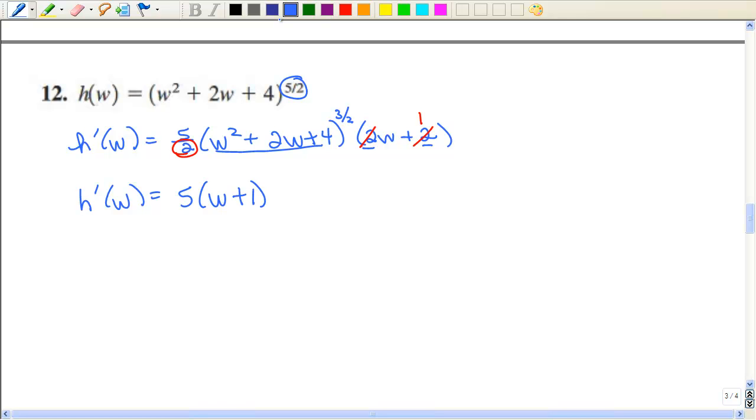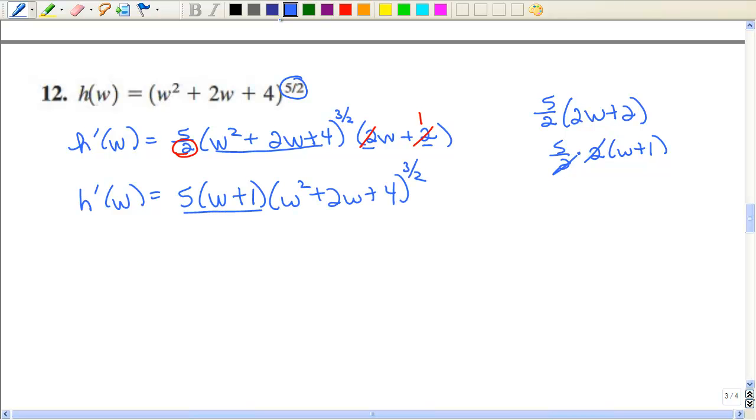Let me come over here. We have 5/2 times 2w plus 2. So what's happening is I'm factoring out the 2 there, and those cancel, and that's how I'm left with this 5 times w plus 1. Okay, so that's the first derivative.